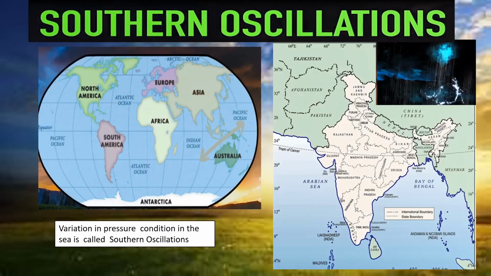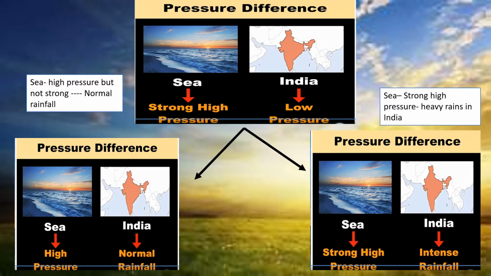Now let's look into some other factors that affect the monsoons of India. One such factor is called southern oscillation. Variation in pressure conditions in the sea is called southern oscillation. This happens mostly in the southern hemisphere. Now let's see how the southern oscillation affects the monsoons of India.